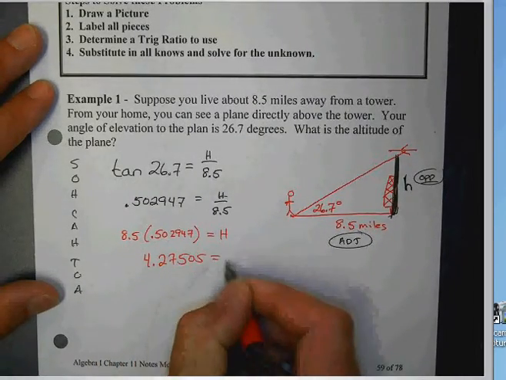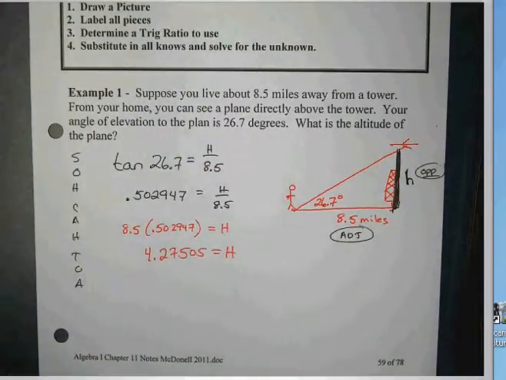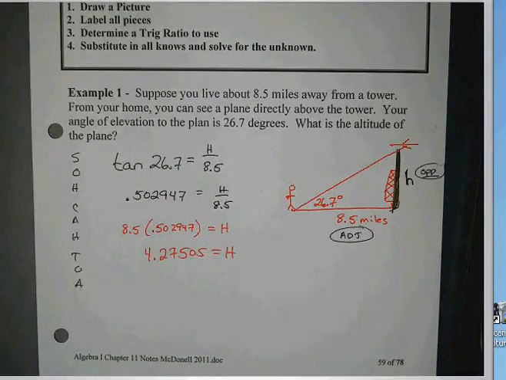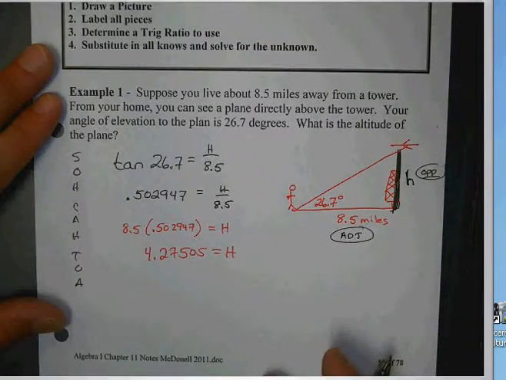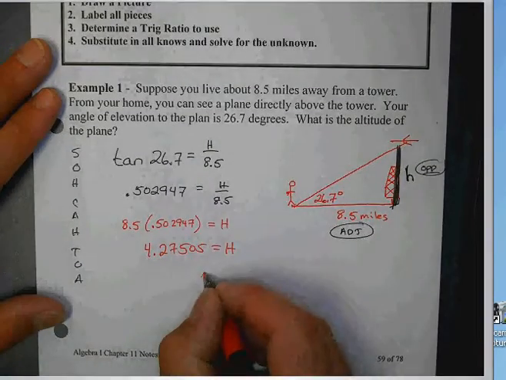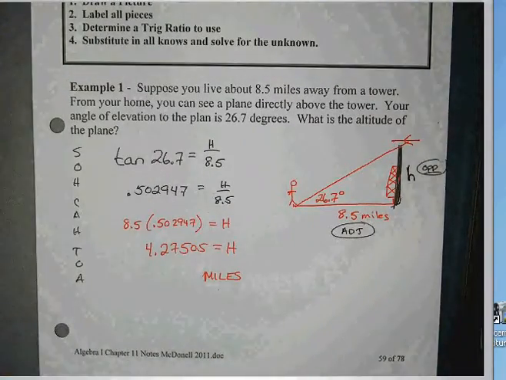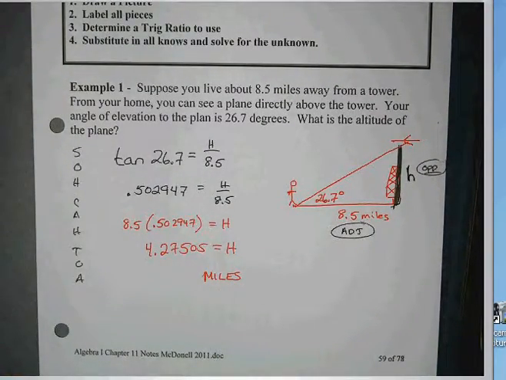So now we need to answer the question. What is the altitude of the plane? What are we going to say? Okay, I like the fact you said miles. How do we know how to be accurate here? It doesn't say round to the nearest hundredth, tenth, or thousandth. What accuracy did they give us in the problem? Tenths. So if they gave you tenths and they don't say how accurate to be, you respond back in tenths.